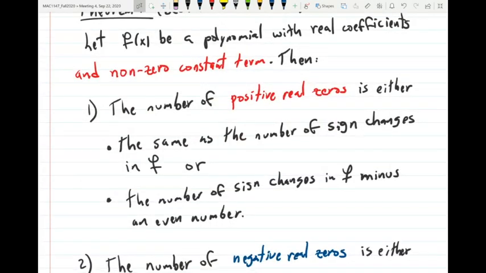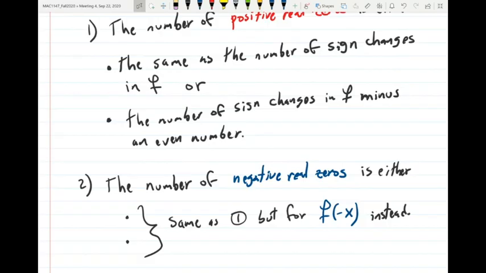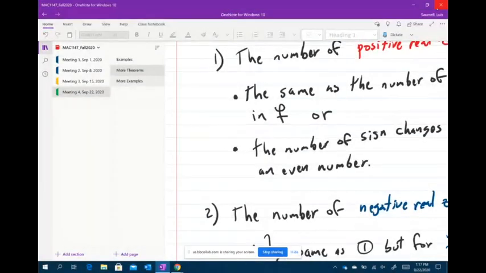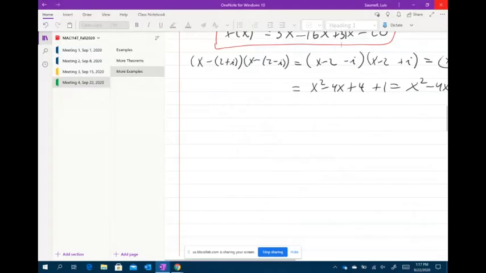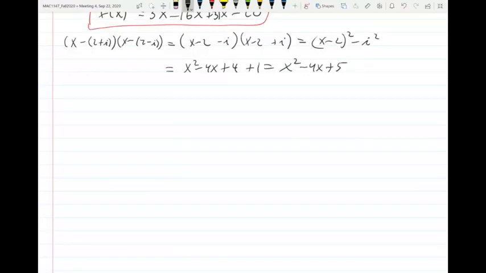Statement number 1 is about positive real zeros. Statement number 2 is about negative real zeros. There is nothing about complex zeros. You can deduce some stuff about complex zeros by using the knowledge of the other theorems. Anyways, let's do this. So example.